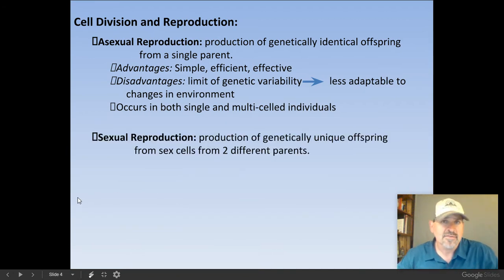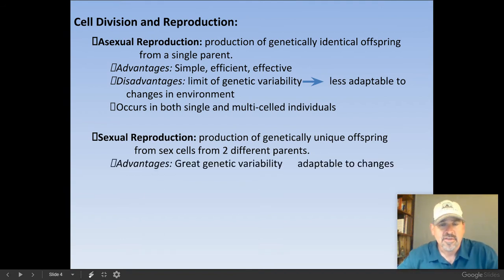And of course, we have sexual reproduction, where we have DNA that is contributed from two different parents, usually a mom and a dad. So genetically unique offspring from sex cells from two different parents. Advantages. There's tremendous genetic variability. Because half the DNA comes from mom and half the DNA comes from dad, the offspring are genetically unique to the parents, which means that they're adaptable to changes, and this genetic variability is the fuel for evolution or inheritable biological change from generation to generation.